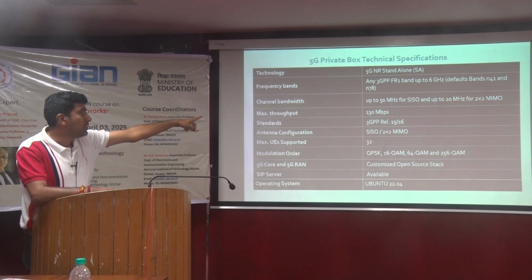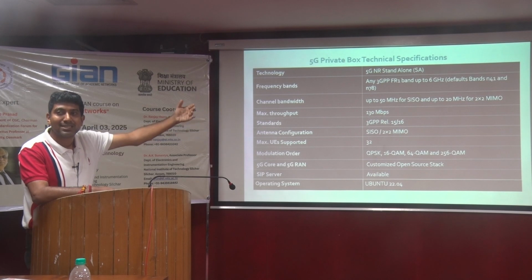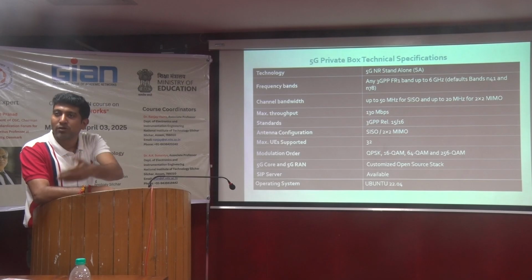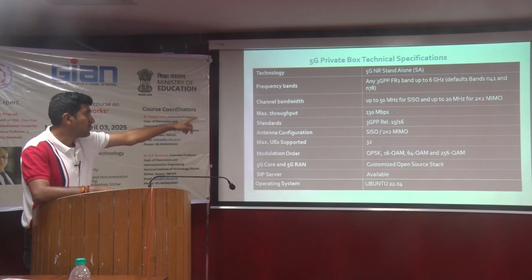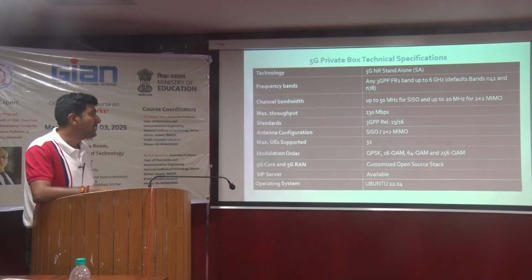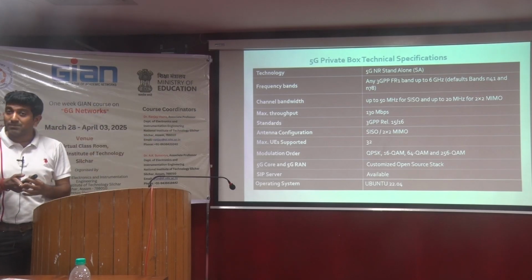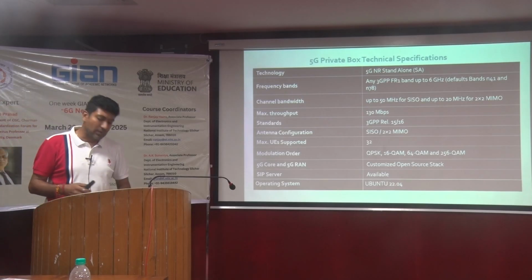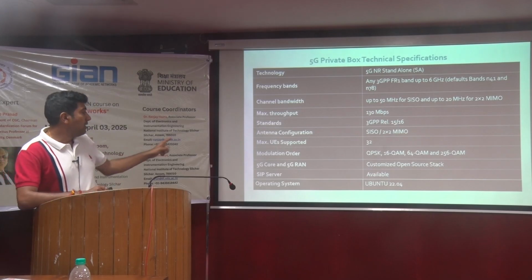The maximum throughput achieved is 130. The standard is 3GPP release 15 and 16, because as I said, as the standards improve, your technology also improves. You get more added features, you get more updated features. So as per 3GPP 15 and 16, this 5G private box satisfies that. The maximum number of user equipments, so the maximum number of devices it can support at a time is 32. In our cases, I think we have performed it using 3 user equipments at a time.